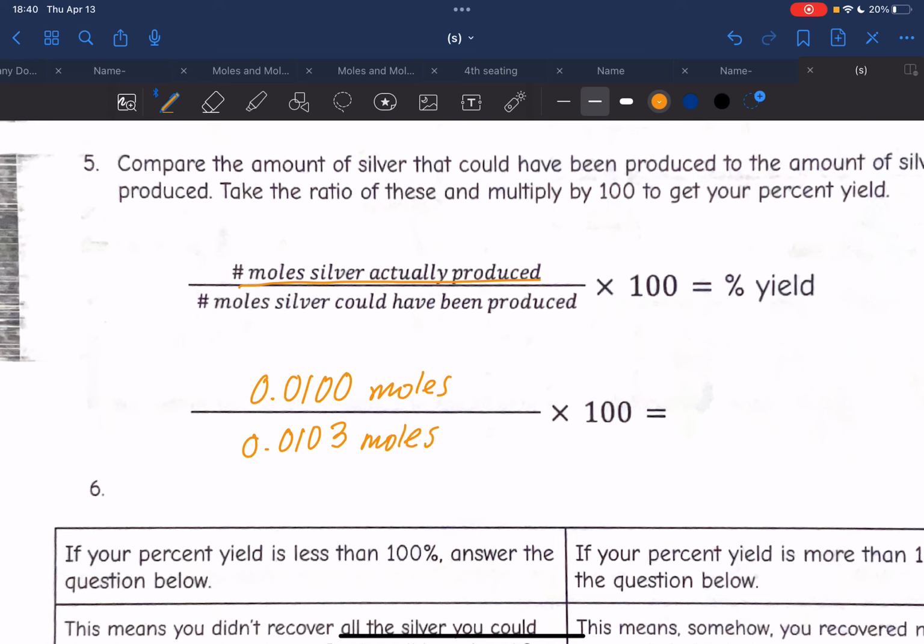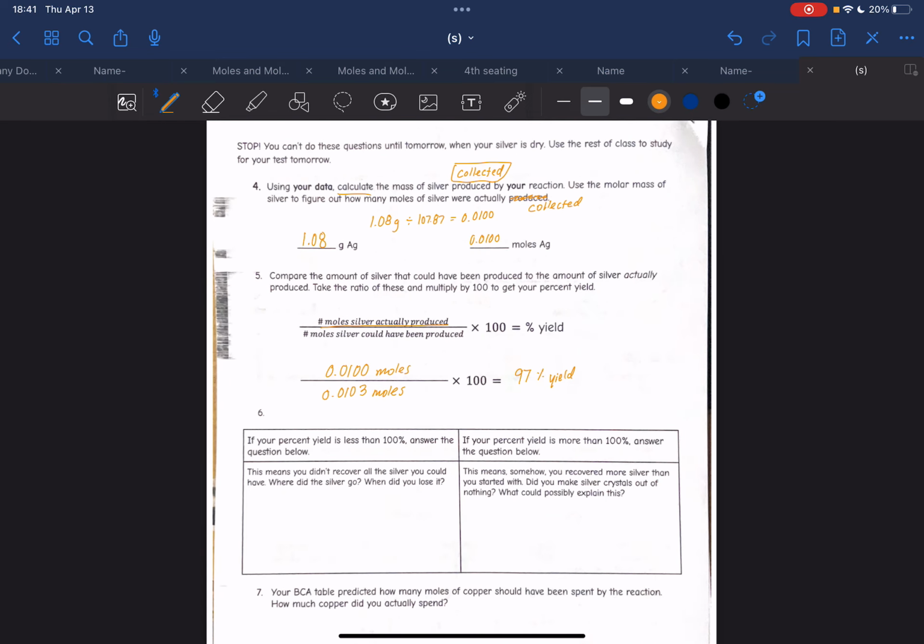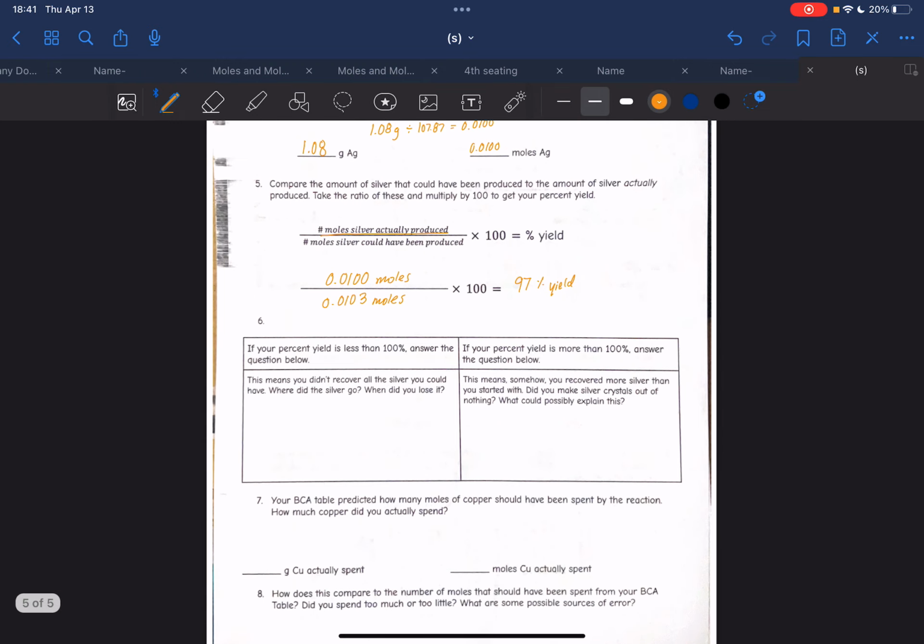Take a ratio of those two numbers and then multiply by 100. So I'm going to do that real quick. And yeah, this is pretty good. This is 97% yield. If you got significantly lower than that, I'm not surprised, okay, because you haven't done this reaction 20 times like I have, so you're not as practiced at it.